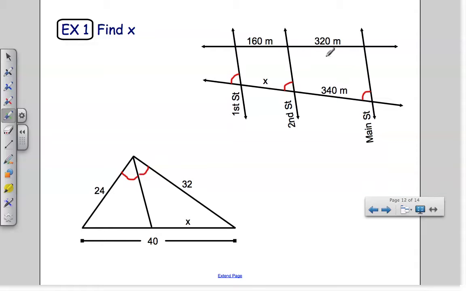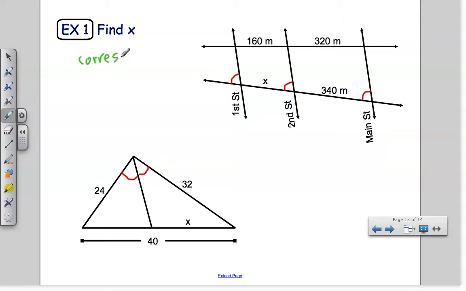Now, okay, in this example, it looks like streets, huh? First Street, Second Street, and Main Street. I have the distances here between these streets. I'm going to have to find x. Now remember, for that first theorem, you need these three lines to be parallel. Are they parallel? Well, I have congruent angles marked here. What kind of angles are those congruent angles? If you think about it, these are all corresponding angles.